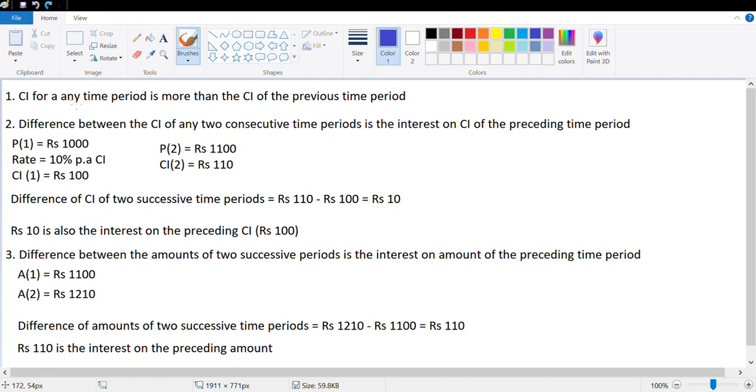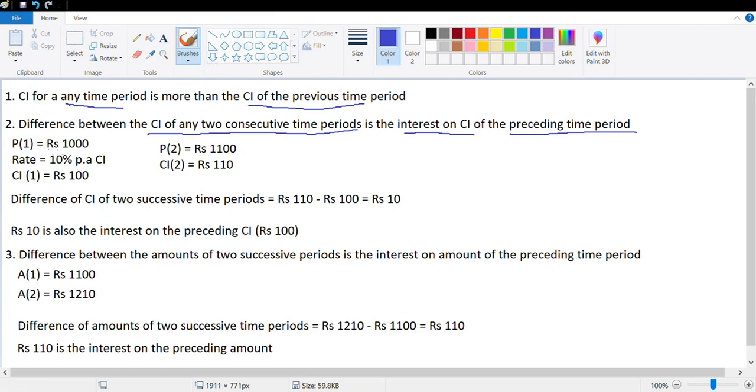So, CI for any time period is more than the CI of the previous time period. We've talked about it. Since the principal keeps on increasing, the compound interest for each next term is more than the compound interest of the previous term. Difference between compound interest of two consecutive time periods is the interest on compound interest of the preceding time period. Let's look at what it means.